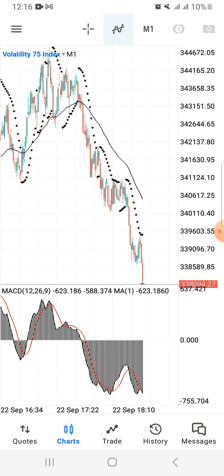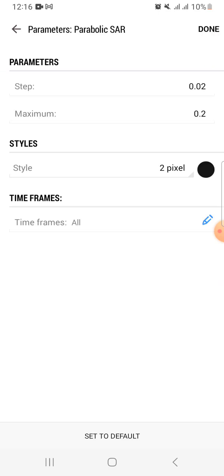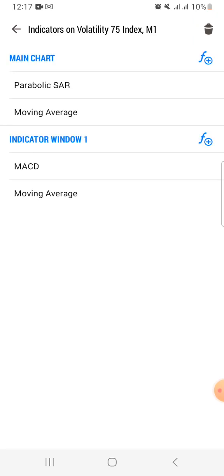Okay, so first you plot your parabolic SAR on it. So these are the settings for the parabolic SAR, the normal settings. Then you go to moving average. The moving average is period 50, exponential, apply to close, style 2 pixel, and you can use any color that you want. And you press done.